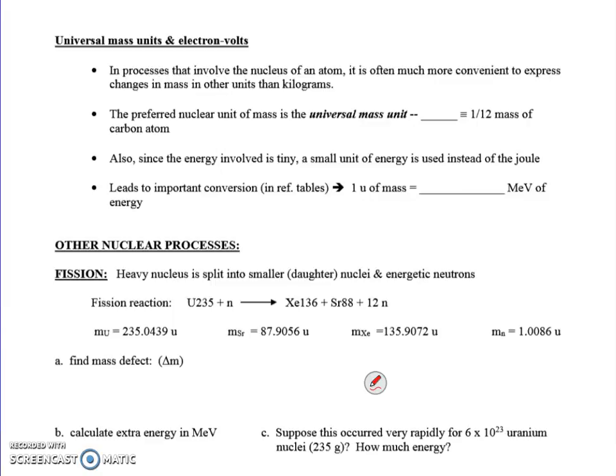So to give us a context for this, since the process of converting mass to energy very often involves the nucleus or atom, it is much more convenient to express masses in units other than kilograms. The preferred nuclear unit of mass is the universal mass unit, which is given a U. By definition, it's 1/12 the mass of a carbon atom. But that's not anything we have to worry about right now.